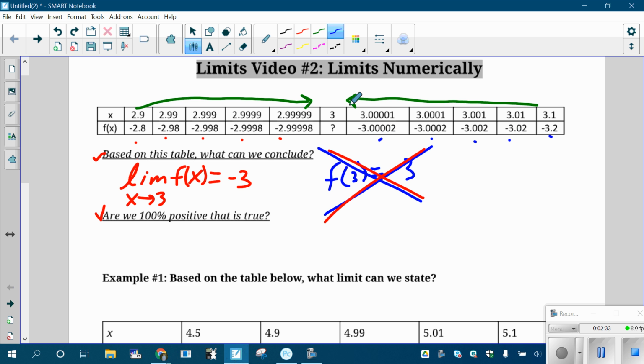Okay. Make sure you slow down and you think about it like, oh yeah, 2.9999 is closer to 3 than 2.999. You guys know that, like that's just some number line, draw a number line, use some number sets. Cool. So this is what we can actually conclude based on the table, and we're 100% positive that's true. Yes, this is true. This might be true, but we're not sure because there might be a hole in the graph. Okay.